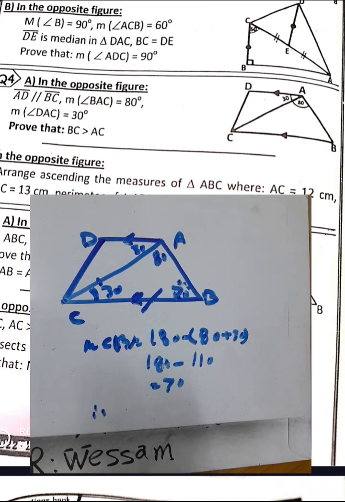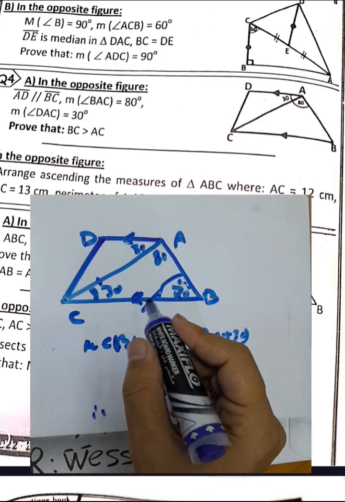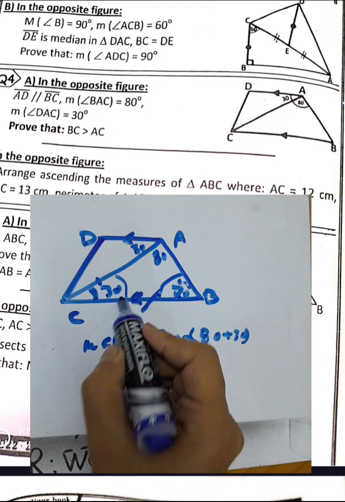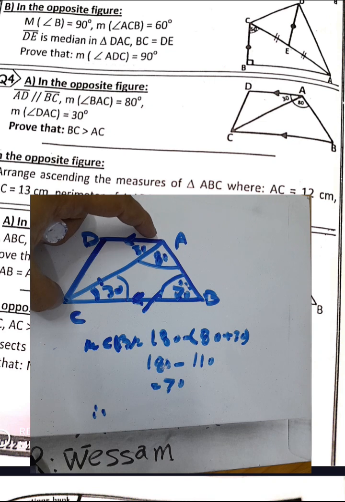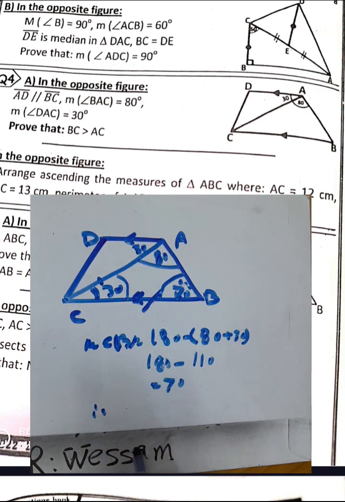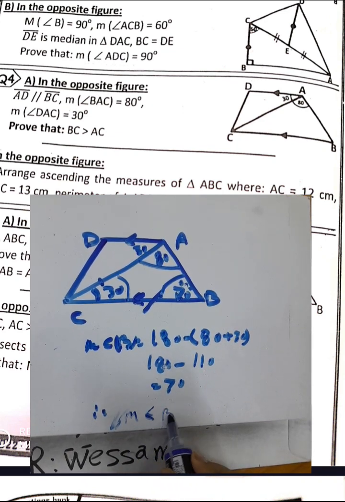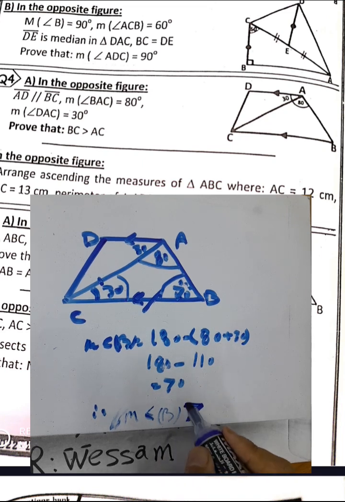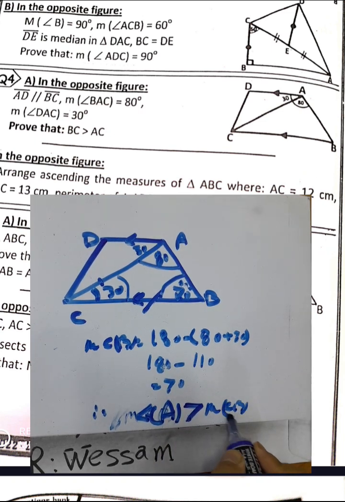Then in this triangle we have angle 70, and this angle was 30, and this angle 80. You want to prove that CA is less than BC. We have BC greater than 80, 80 greater than 70. Then you can write the side lengths in terms of the angles: the measure of angle P was greater than the measure of angle A, and the measure of angle A was greater than the measure of angle P.